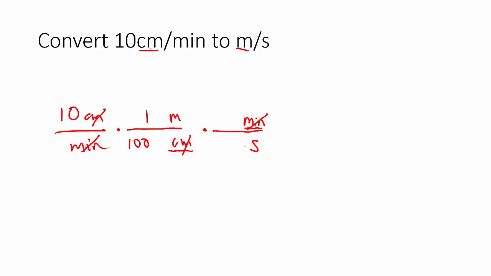And then next we need to figure out how many minutes to how many seconds. Well, 1 minute is 60 seconds. And now you can see that we have the units we want. Everything is canceled out except for meters and seconds, and that's what we were trying to get to, meters per second.